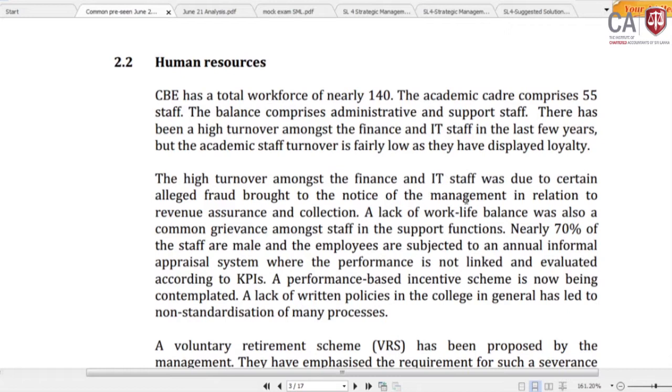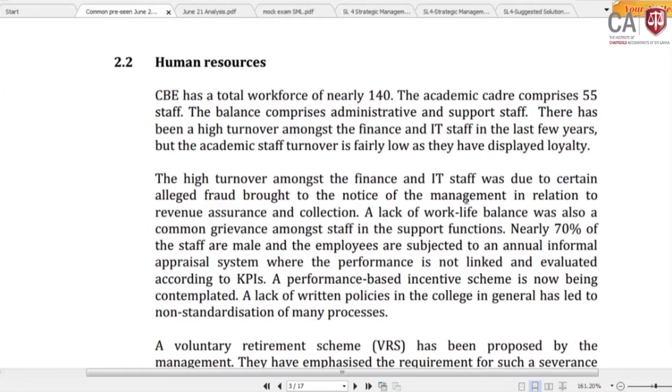So what happened in IT finance staff turnover? The reason for this IT finance turnover, one reason is there was alleged fraud, right. So that is one of the reasons. On the other hand, there was no proper work-life balance, right. That means there may be a very hard-working culture.